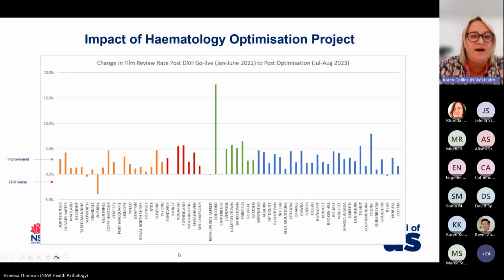So overall, the impact of the Haematology Optimisation project on the film review rates was a positive improvement, as you can see there. Some sites received quite significant improvement. Concord is quite a notable one there. And not many sites were worse off after the implementation of the project.